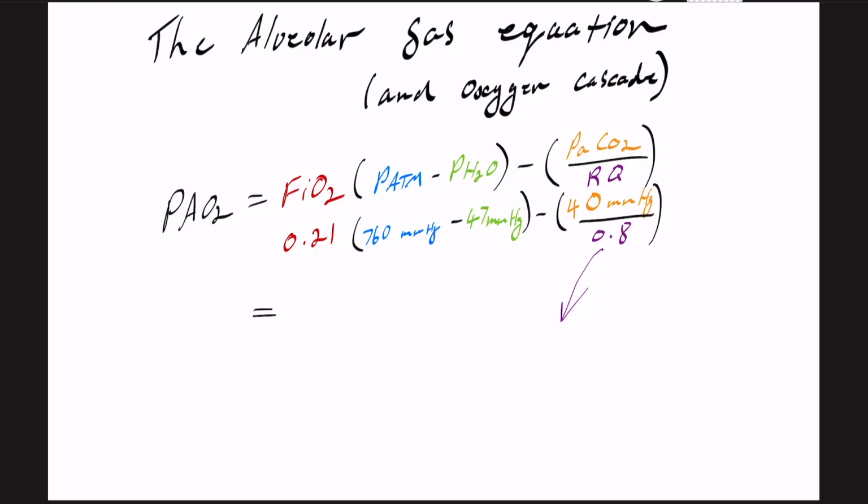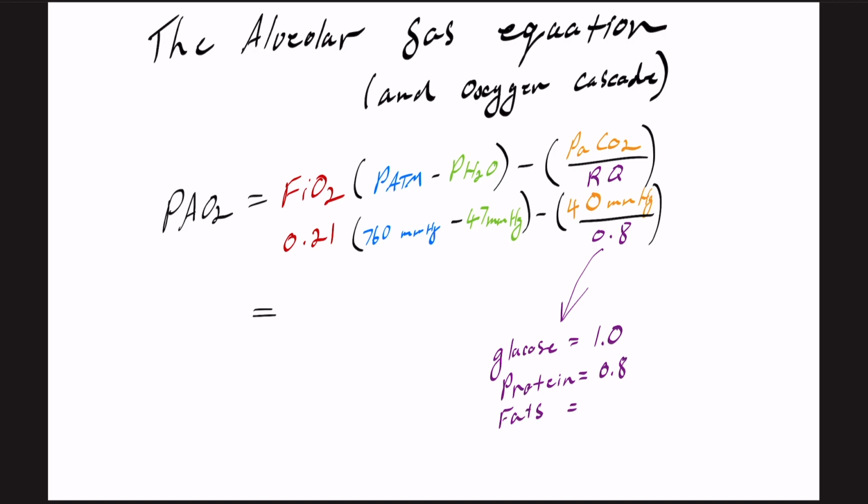So if your cells were to use just glucose, the respiratory quotient would be 1.0, meaning that for every CO2 produced, 1 oxygen is consumed. So it's an equal ratio. And then for protein, it's 0.8. And then for fats, it's 0.7.